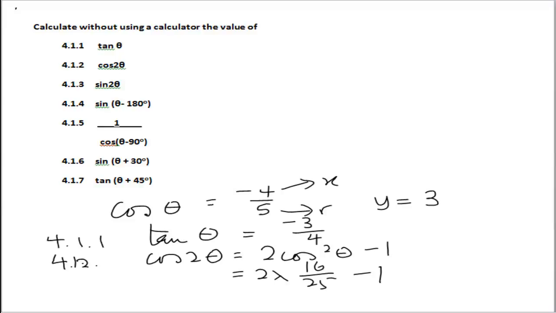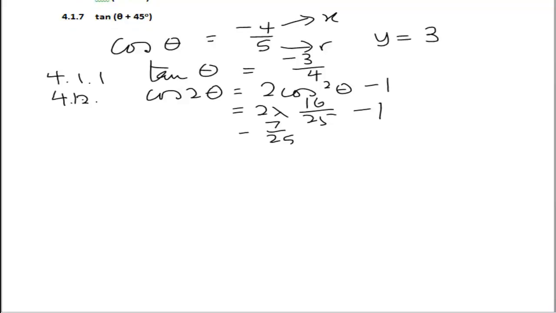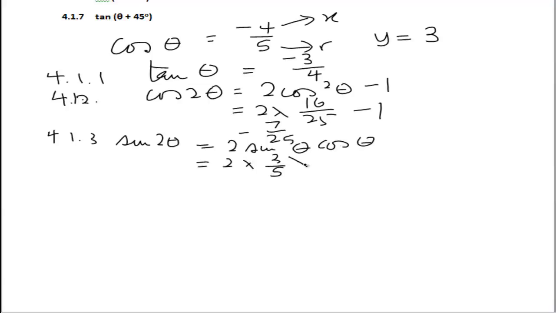The answer is 7 over 25. And then 4.1.3 is sine 2 theta, which is 2 sine theta cos theta, and that gives you 2 times 3 over 5 times minus 4 over 5, and our answer is minus 24 over 25.